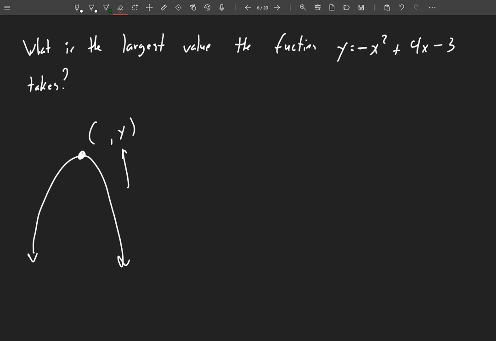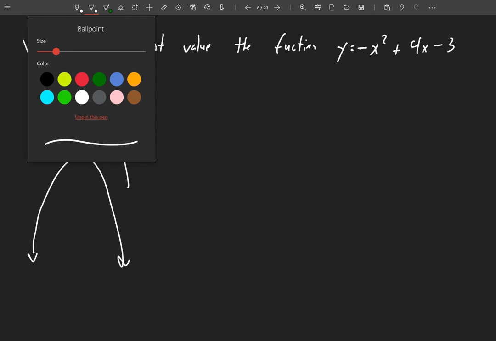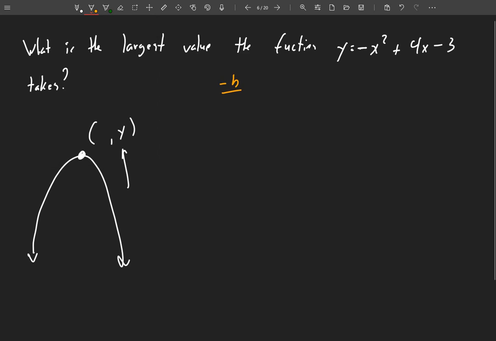All right, so let's actually do that. For this one, it's the same as it was before. Negative b over 2a is going to give us the x. It's going to be -4 over 2 times -1, because in this case, a is -1. That gives me -4 over -2, which is +2.